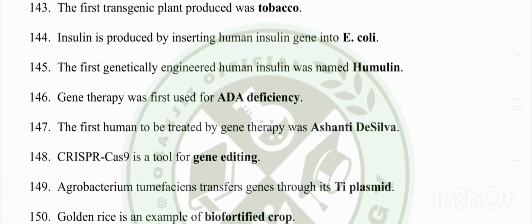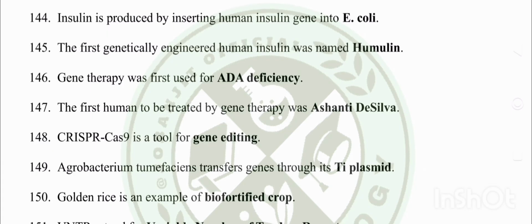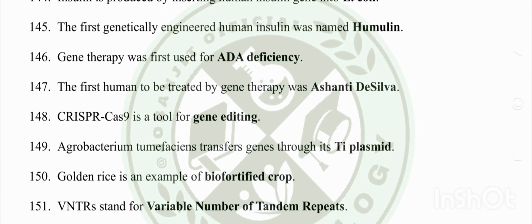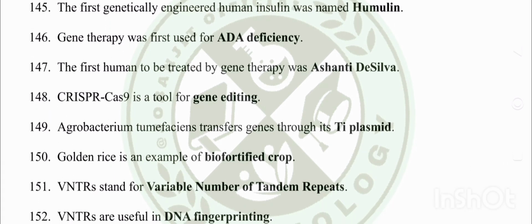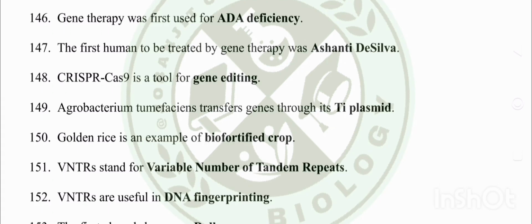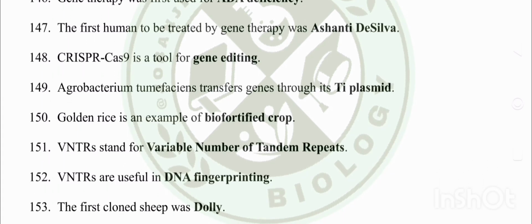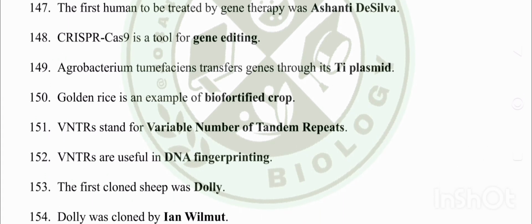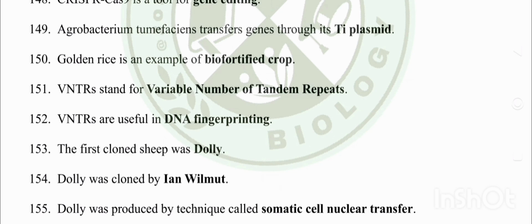146. Gene therapy was first used for ADA deficiency. 147. The first human to be treated by gene therapy was Ashanti da Silva. 148. CRISPR-Cas9 is a tool for gene editing. 149. Agrobacterium tumefaciens transfers genes through its Ti plasmid. 150. Golden rice is an example of biofortified crop.